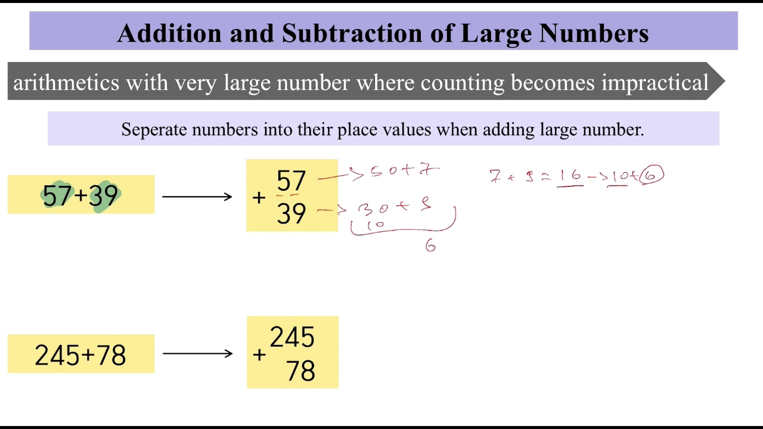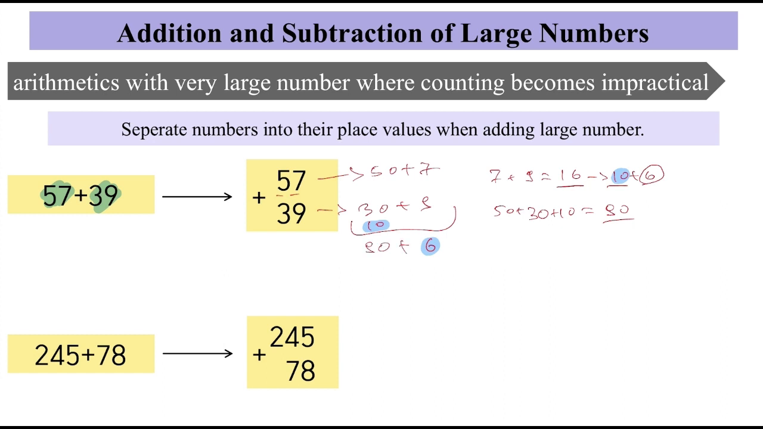So this 6 is here by the addition of 7 and 9. This 10, because it is a tens place, is written under the tens place. So let's add the tens place now. 50 plus 30 plus our 10, which comes from the addition of 7 and 9. The result is 90. So 90 is the tens place number. So we are writing it here.